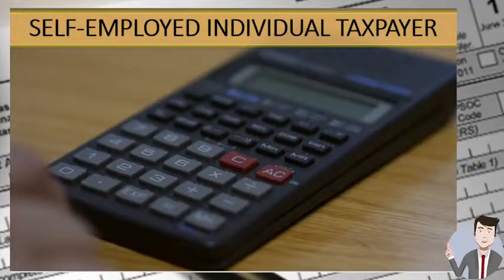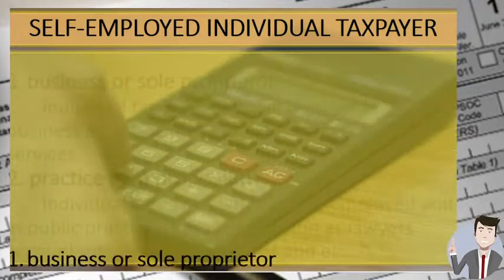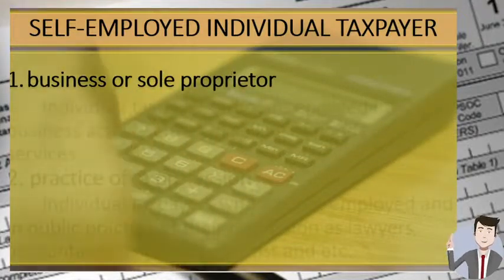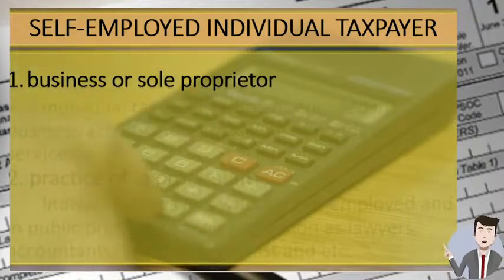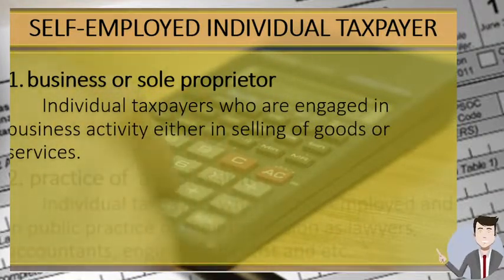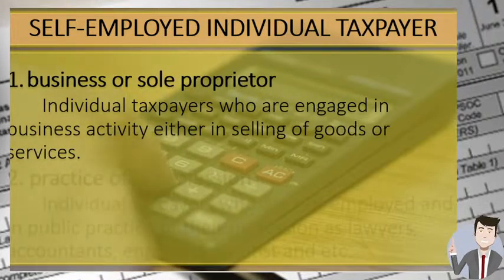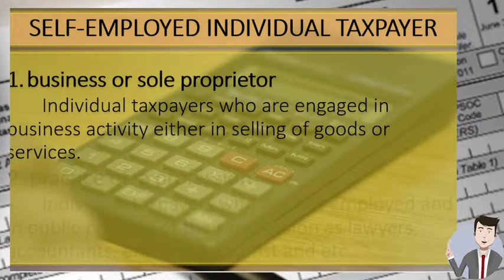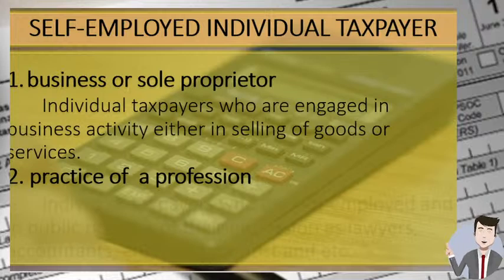So for self-employed individual taxpayers, you can be self-employed either by business or being a sole proprietor. So sole proprietor, guys, please take note. If you hope to be registered as a one-person corporation, this topic is not applicable for OPCs. Okay. So individual taxpayers who are engaged in business activity, either in selling of goods or services, then one is practice of profession. So for an individual practitioner or a sole practitioner, this is the topic for them.